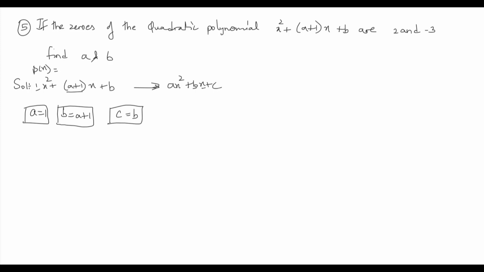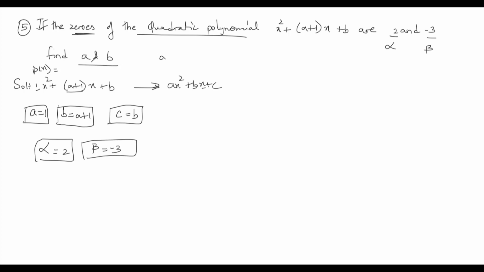And from the question we know that alpha is given as 2, because I said if the zeros of the quadratic polynomial are 2 and minus 3, here 2 is alpha and beta is minus 3. Beta is given as minus 3. What you have to find is the value of a and the value of b inside the polynomial, not these coefficients, okay, not by comparing but by finding the values of a and b inside the polynomial.